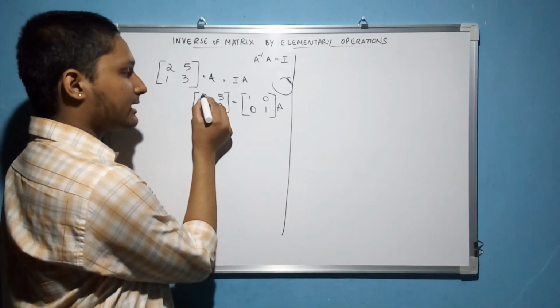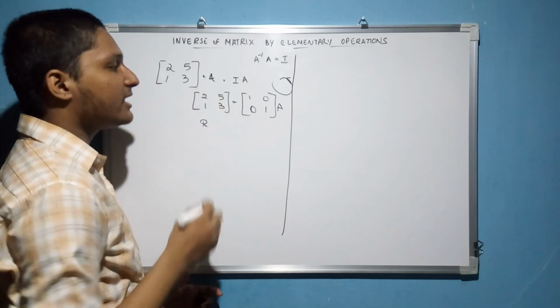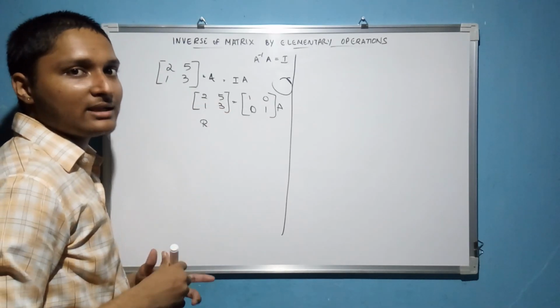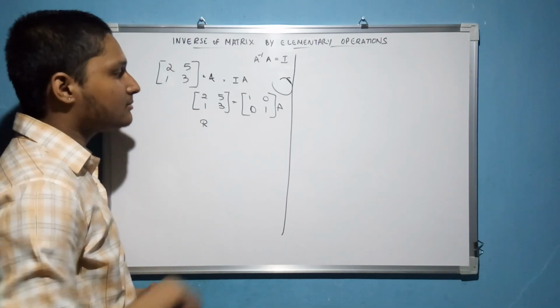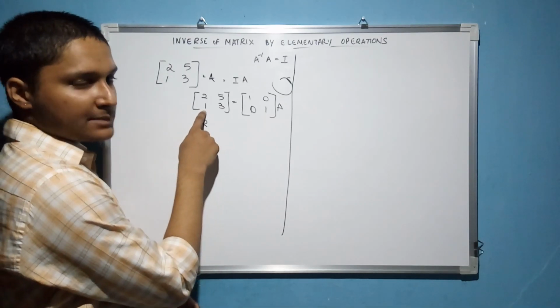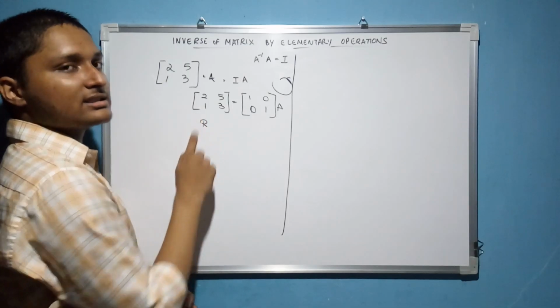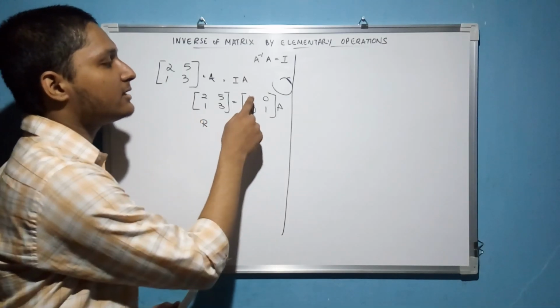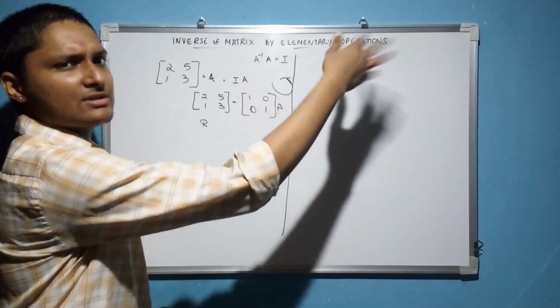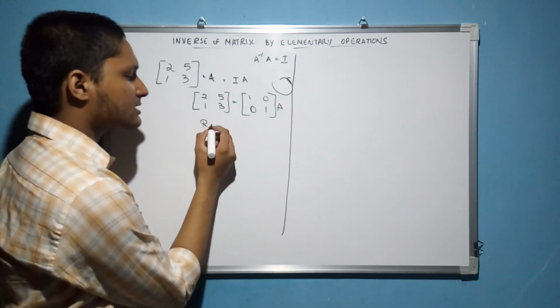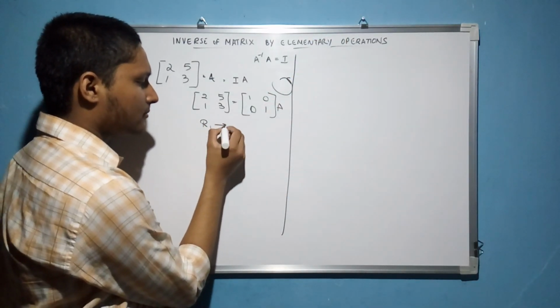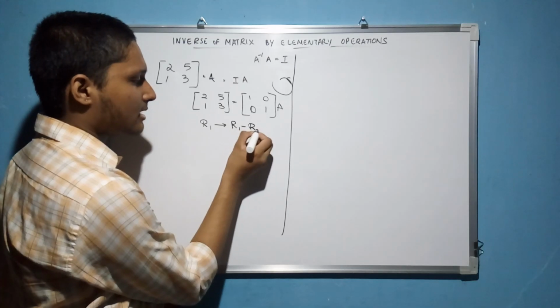So first of all, I need to take this and convert it into 1. Either I can multiply that row by half, or I can subtract from this. Subtracting is a better option because if I divide by half, you are going to get half here and it becomes very problematic. So first of all, I'll do R1 becomes R1 minus R2.